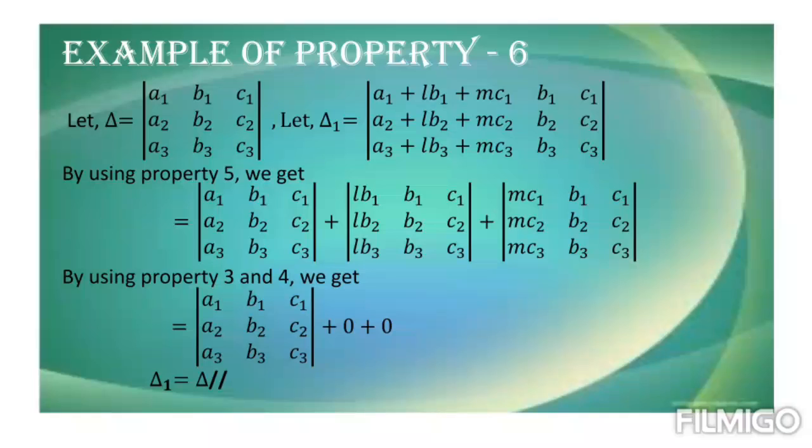Yes, we already saw in our previous property that if any row or any column is identical, the determinant value is equal to 0. Then by using that we get the remaining two determinants as 0. We get only the determinant A1 B1 C1, A2 B2 C2, A3 B3 C3 which is equal to del. Yes, we get our proof, that is del 1 equal to del.